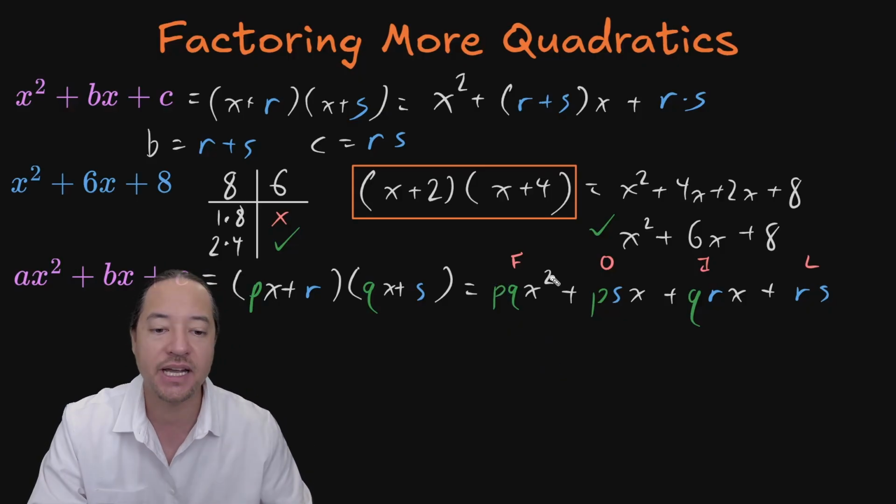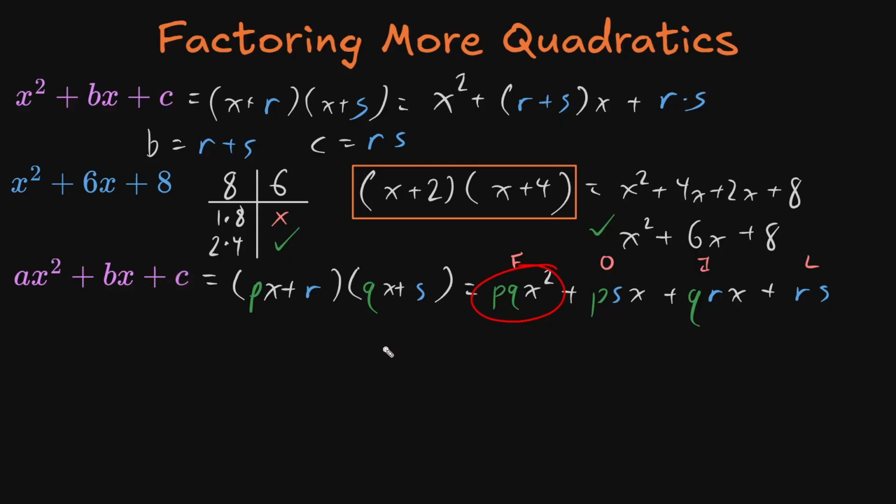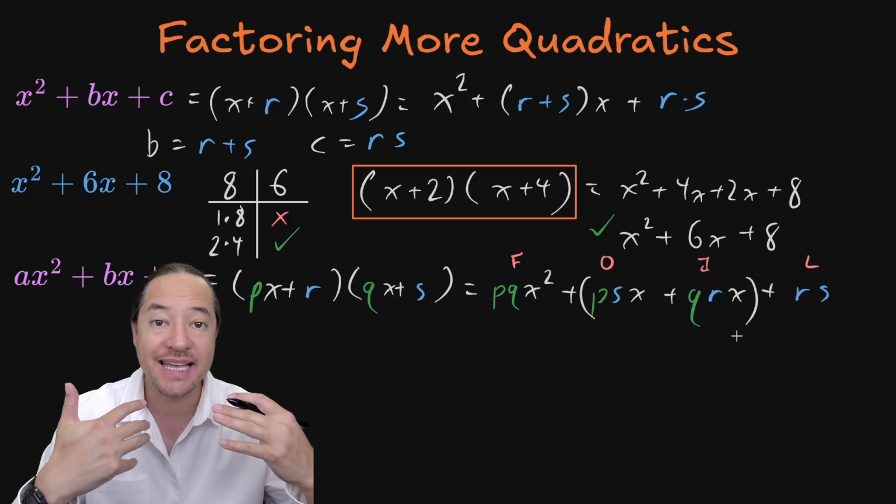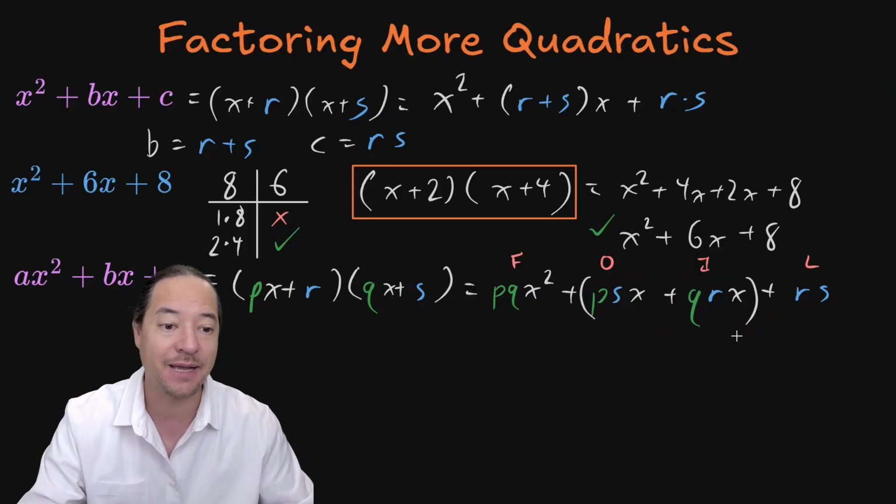Now notice what we're getting here. This first term, this pqx squared, corresponds to this ax squared. The c corresponds to this rs, but this bx, this middle term, actually corresponds to the sum of these two. So I want to look at these two combined together as yielding that middle term, that bx.